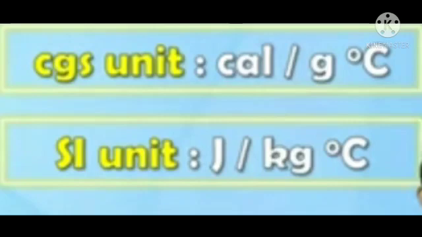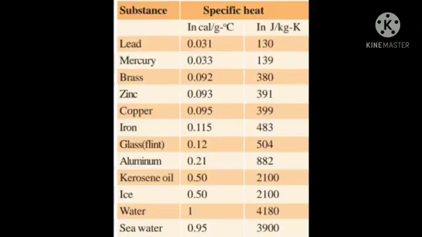Here, what is the relation between calorie and joule? 1 calorie per gram degree Celsius equals 1 kilocalorie per kg Kelvin. That means 4.186 into 10 power 3 joule per kg Kelvin. It means 1 calorie is equal to 4.186 joules.